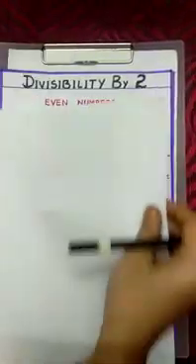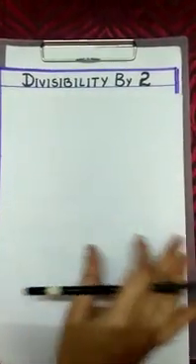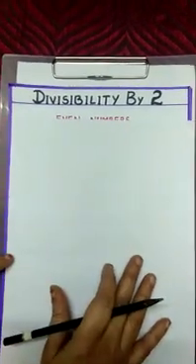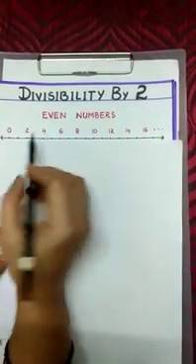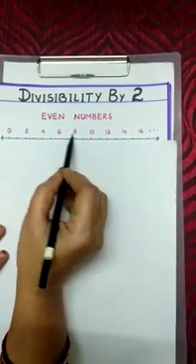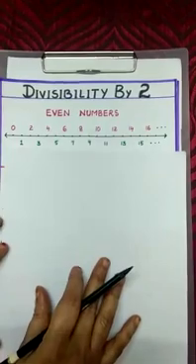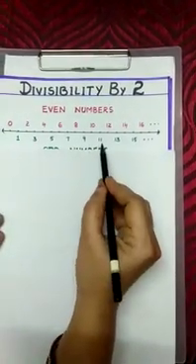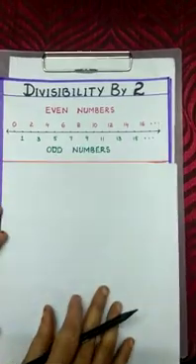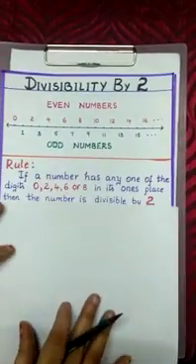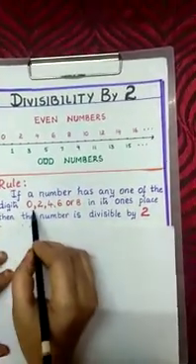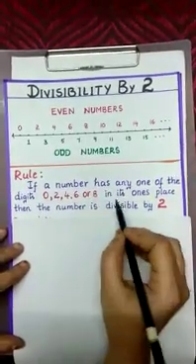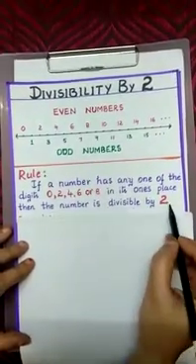The first one, divisibility by 2. Before learning this, children tell me what are even numbers? 0 and multiples of 2 are called even numbers. So numbers like 0, 2, 4, 6, 8, 10, 12, 14, 16, etc. are even numbers. The other whole numbers like 1, 3, 5, 7, 9, 11, 13, 15, etc. are called odd numbers. So the rule for divisibility by 2 is, if a number has any one of the digits 0, 2, 4, 6 or 8 in its ones place, then the number is divisible by 2.